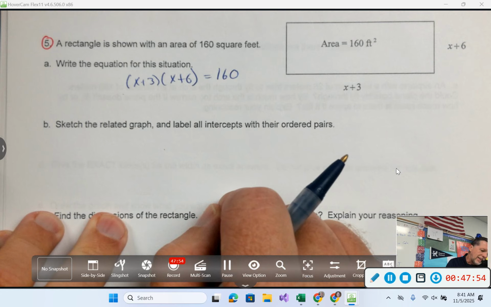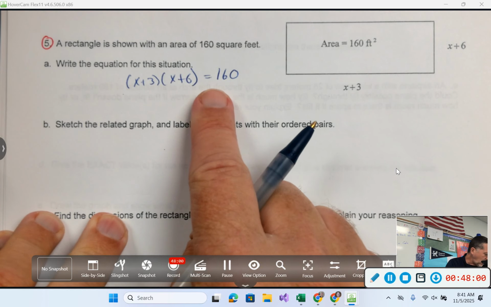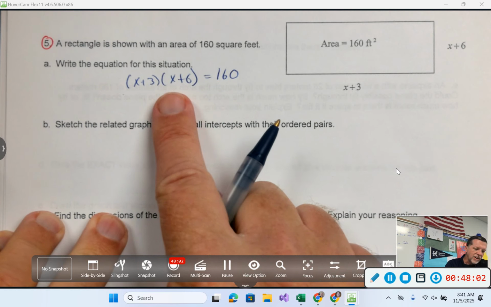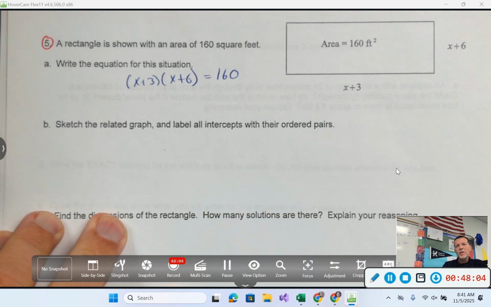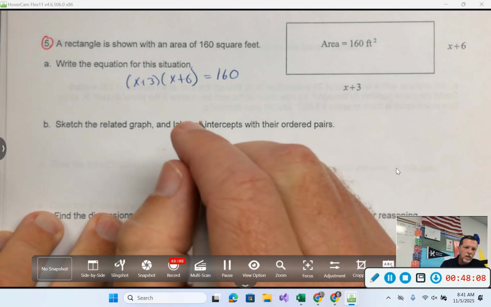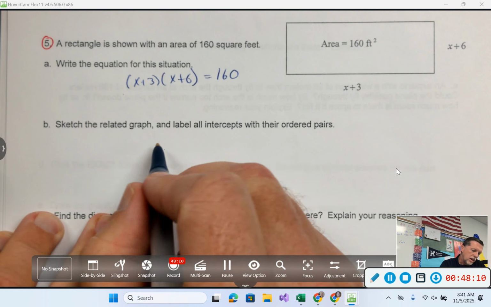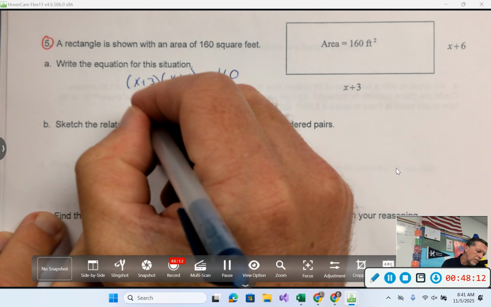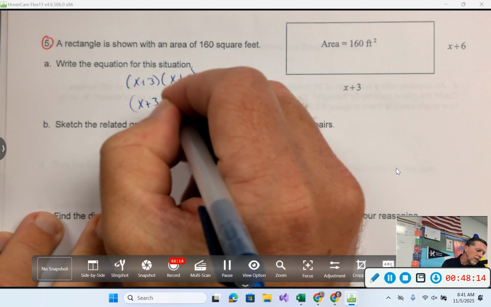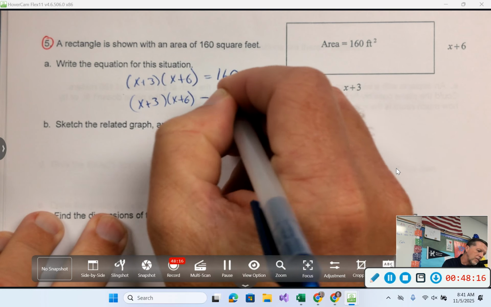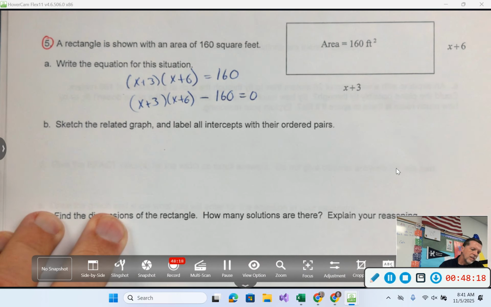Let's see. Write the equation for this situation. You know what? I guess that's okay. Since I'm about to use the calculator, I don't really even need to multiply that out. I could, I just don't have to. So I'm going to... this feels weird, but it's not wrong. I'm going to subtract the 160 over. Set it equal to 0.